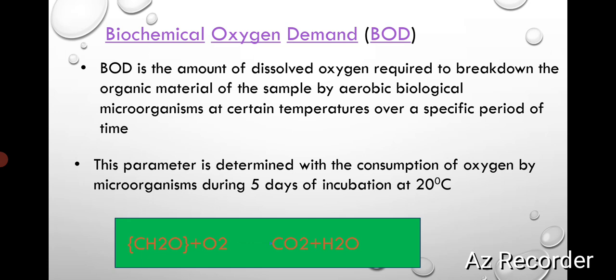BOD, biochemical oxygen demand. BOD is the amount of dissolved oxygen required to break down the organic material of the sample by aerobic biological microorganisms at certain temperatures over a specific period of time. This parameter is determined by the consumption of oxygen by microorganisms during 5 days of incubation at 20 degrees Celsius. CH2O plus O2 gives CO2 plus H2O.